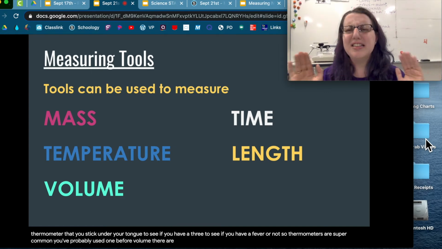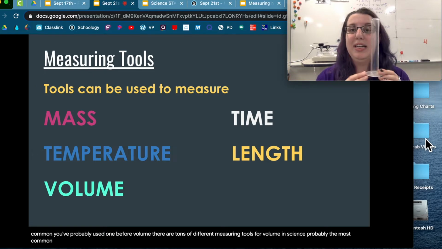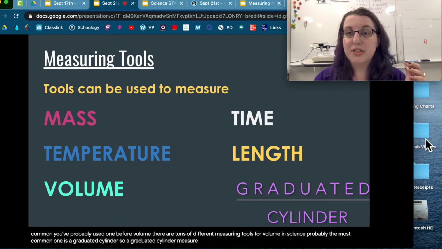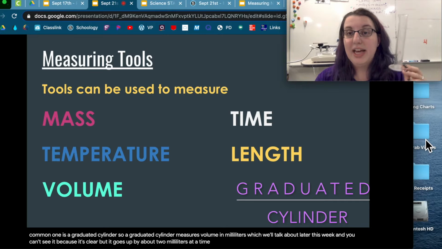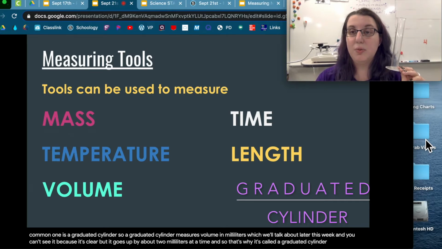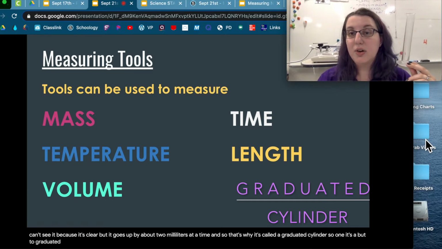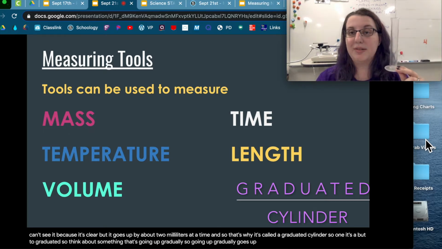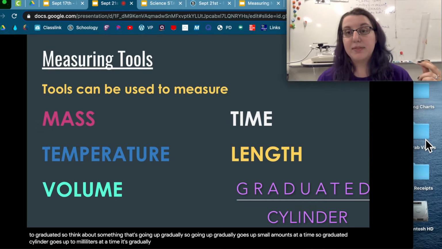Volume. There are tons of different measuring tools for volume. In science, probably the most common one is a graduated cylinder. So a graduated cylinder measures volume in milliliters, which we'll talk about later this week. It goes up by about 2 milliliters at a time, and so that's why it's called a graduated cylinder. So one, it's a cylinder. But two, graduated. So think about something that's going up gradually. So going up gradually goes up small amounts at a time. So graduated cylinder goes up 2 milliliters at a time. It's gradually increasing, a graduated cylinder.